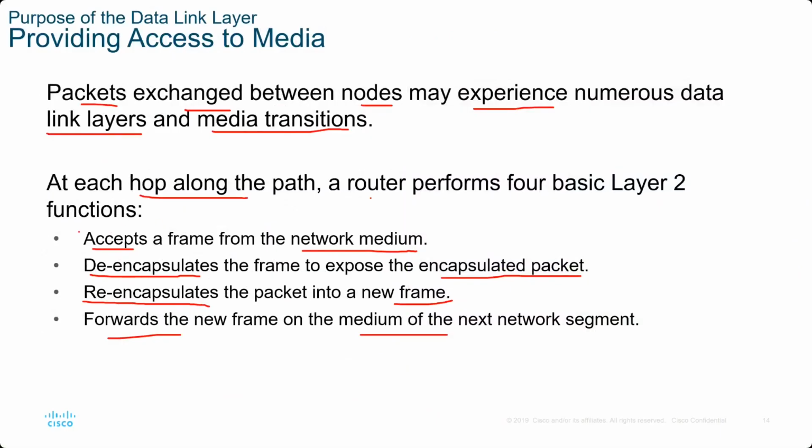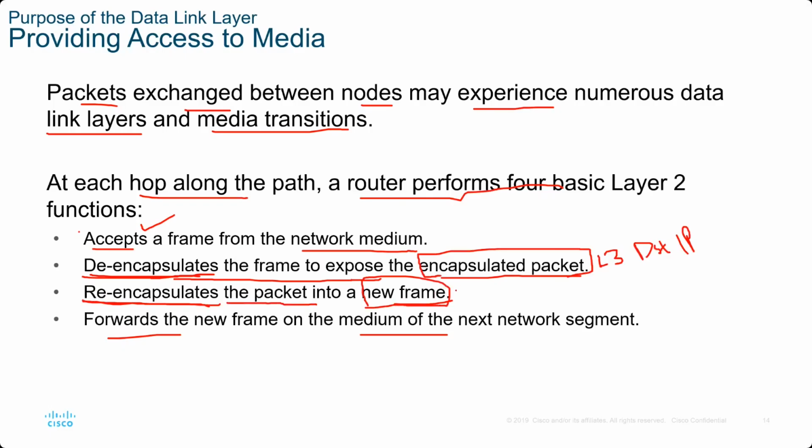At each hop along the path, a router performs 4 basic layer 2 functions. It accepts a frame from the network medium. It de-encapsulates, meaning it removes the frame headers and trailers, to expose the encapsulated packet, meaning it reads the layer 3 information in which it reads the destination IP. Then it re-encapsulates, meaning it creates a new frame. It re-encapsulates the packet into a new frame. In this new frame, it uses completely new source MAC address and destination MAC address. And after that, it forwards. So every router is doing this same thing again and again.